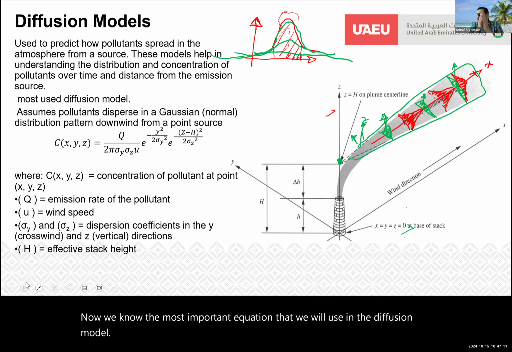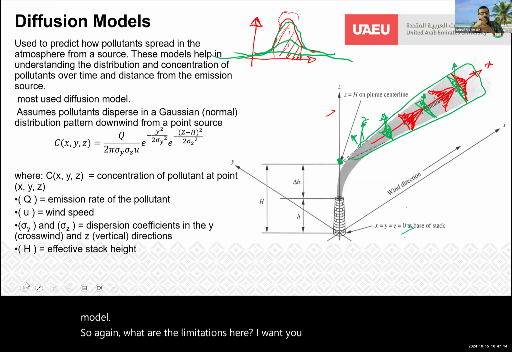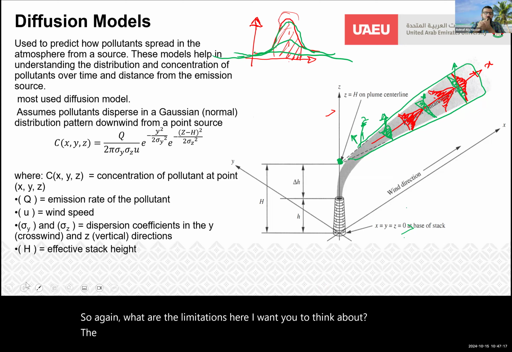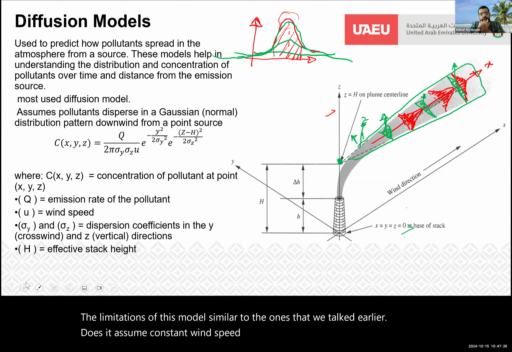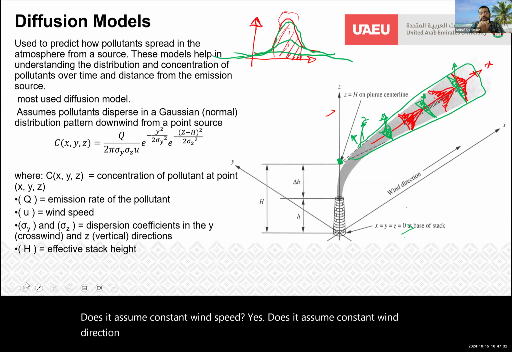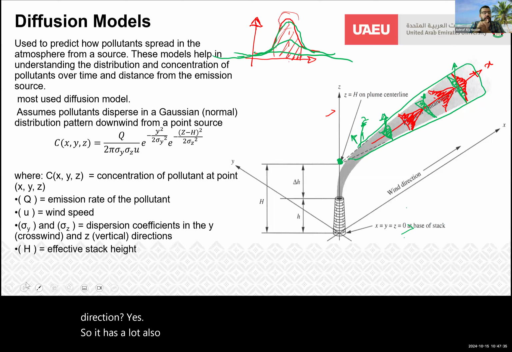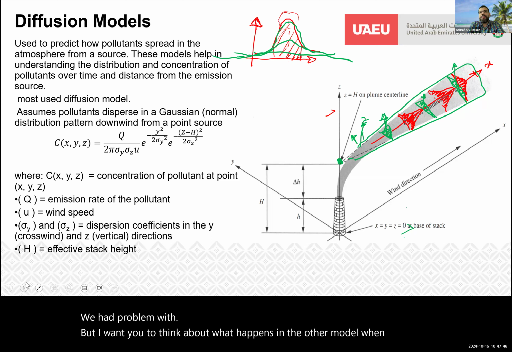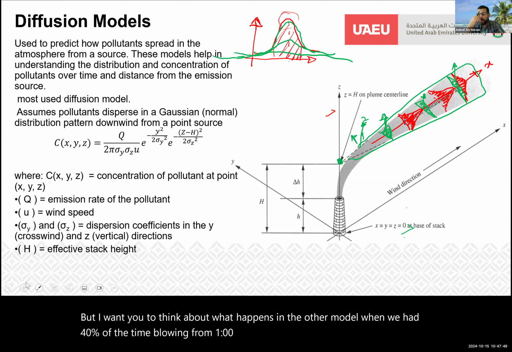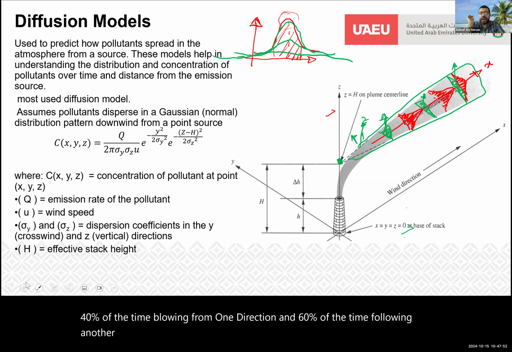So again, what are the limitations here? I want you to think about the limitations of this model, similar to the ones that we talked about earlier. Does it assume constant wind speed? Yes. Does it assume constant wind direction? Yes. So it has a lot of assumptions, similar to the older model, that we had problems with. But I want you to think about what happens in the other model when we had 40% of the time wind blowing from one direction and 60% of the time from another direction. So we could actually add them up.